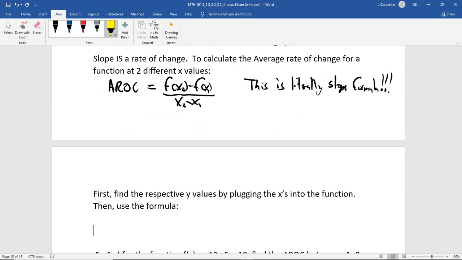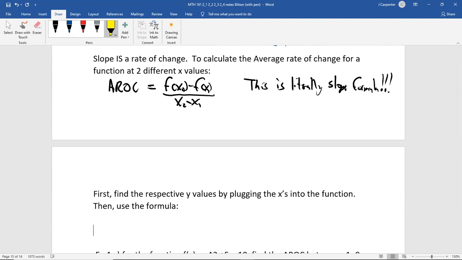So the first thing you do is find the respective y values. How do you find y values? Very simple. You plug in the x values and you evaluate it. So that gives you your point, your x1 and y1, but you're calling it x1 and f of x1. Or then when you plug in x2, you get f of x2. So again, this is just y2 and y1, just written in a different language. So you plug in your x values to find your y values, you plug them in and you find a slope, and that's literally it.